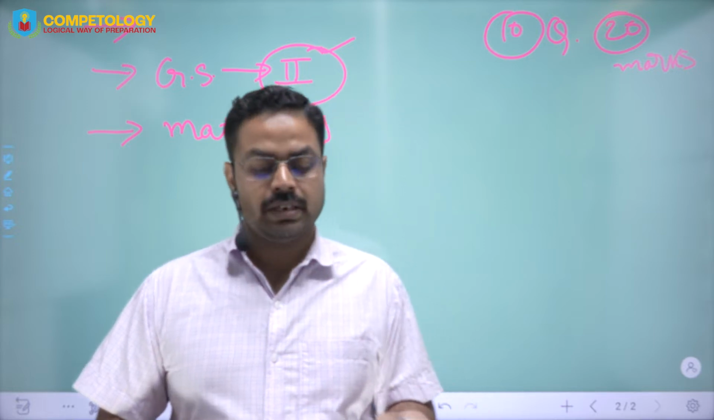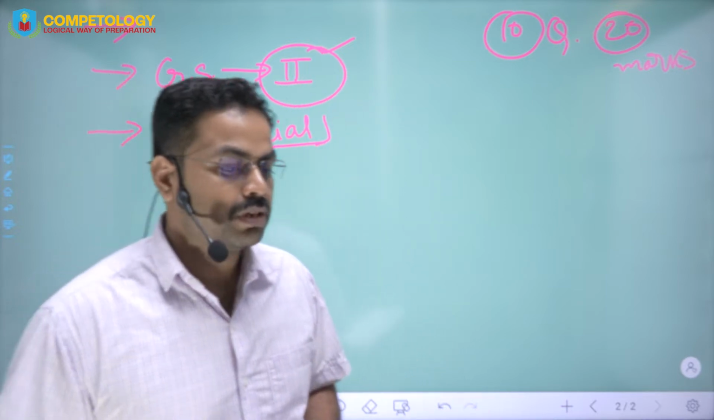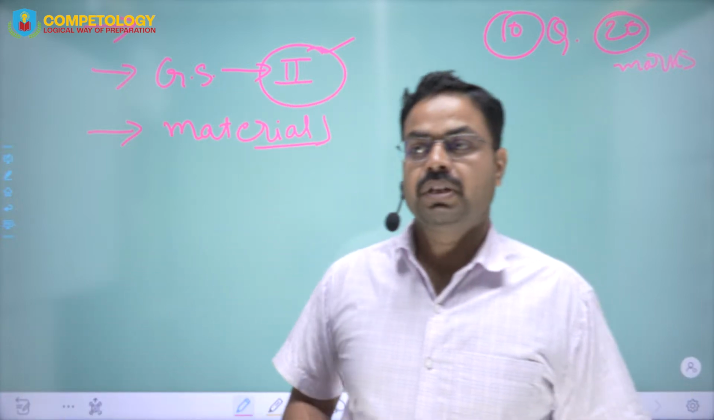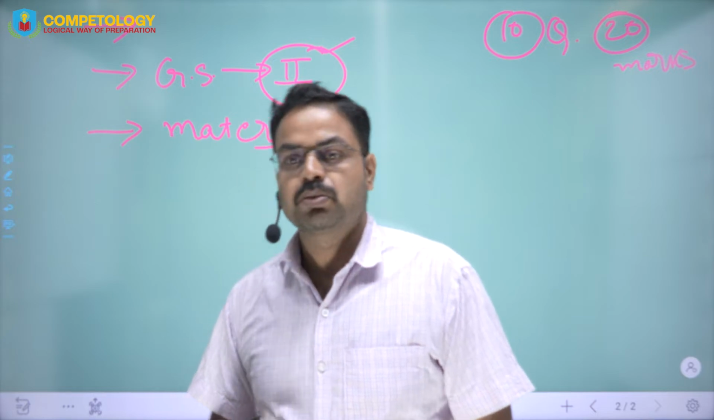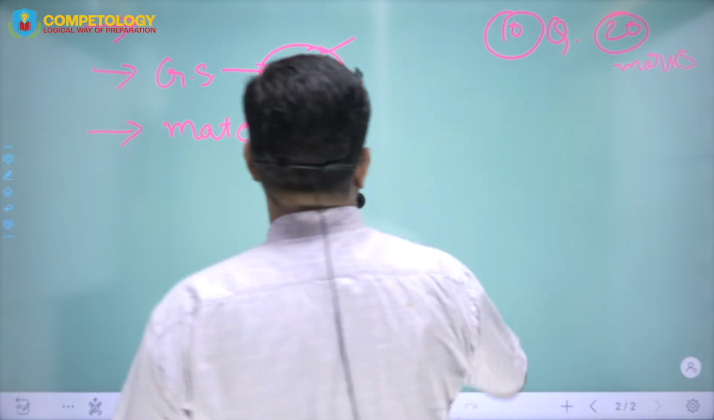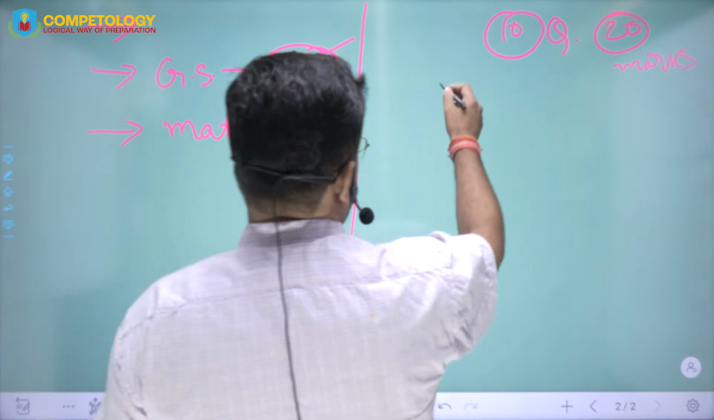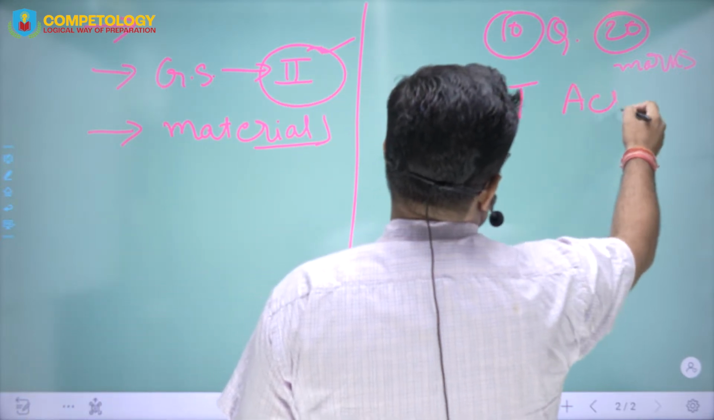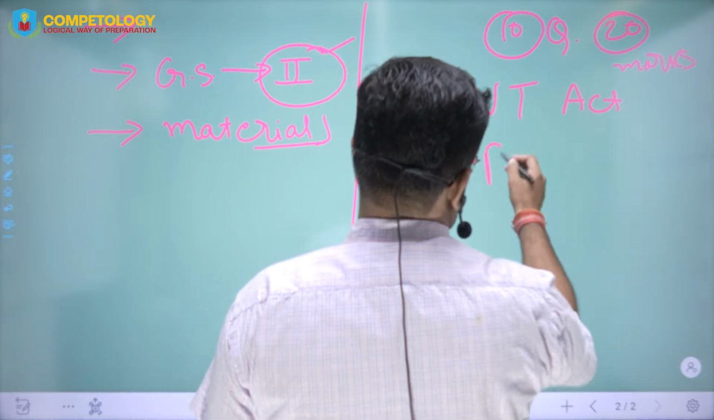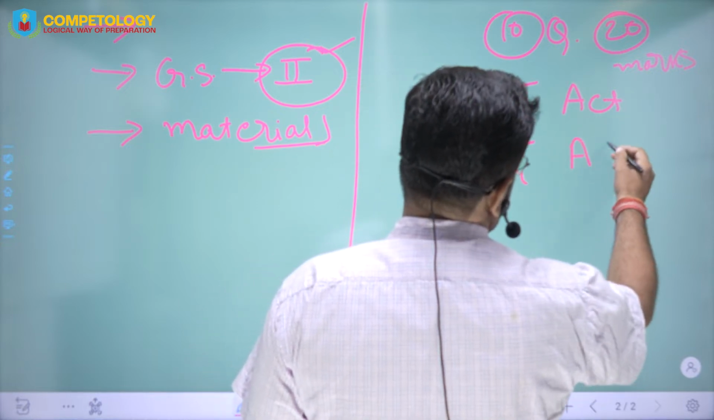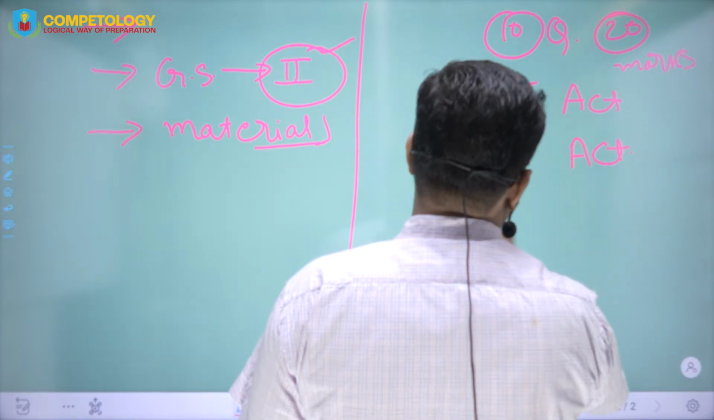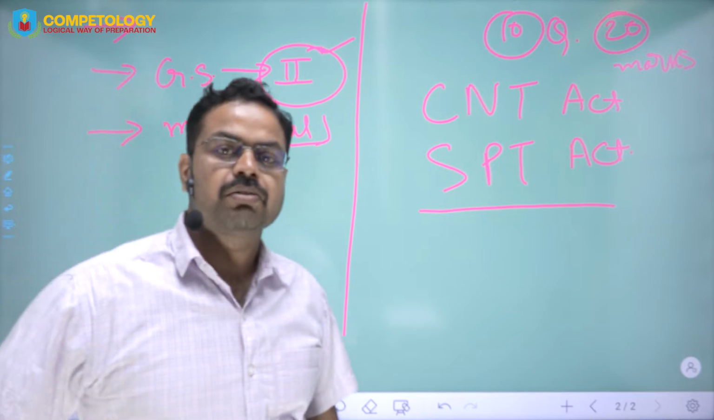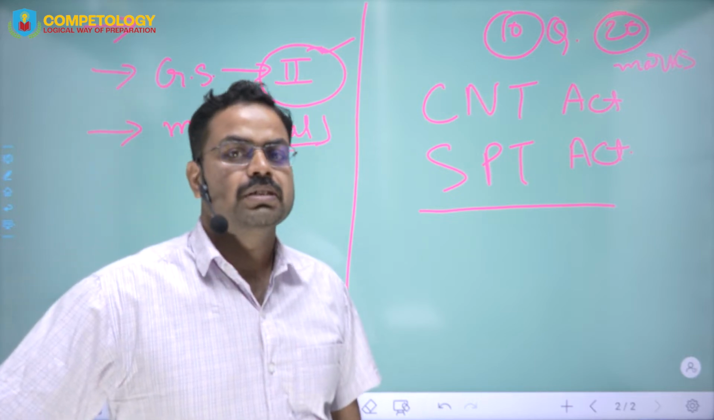Next is the land related laws. It is one of the most important parts of the syllabus, because most of the students get stuck in these things, that is the CNT Act and the SPT Act. These two acts are a very important part of the syllabus of Jharkhand, and most of the time the students are not well aware of this part of the syllabus.